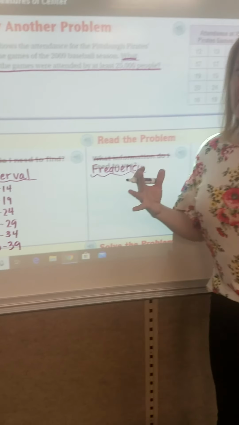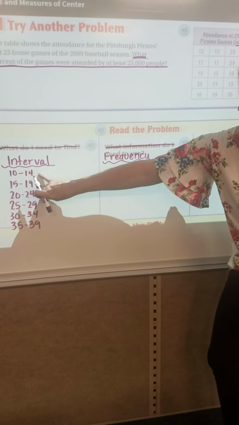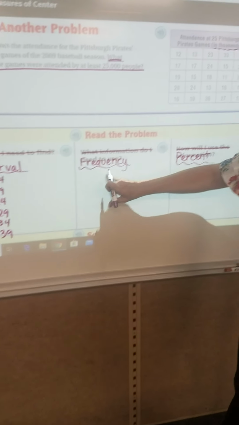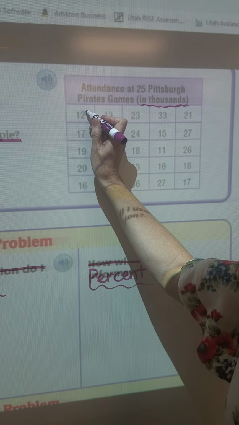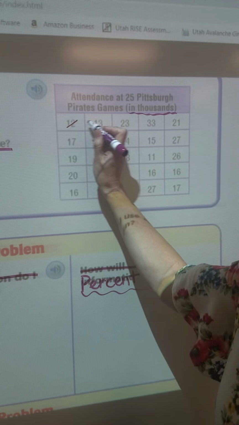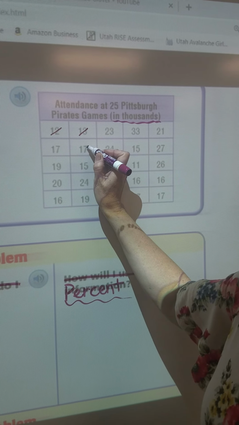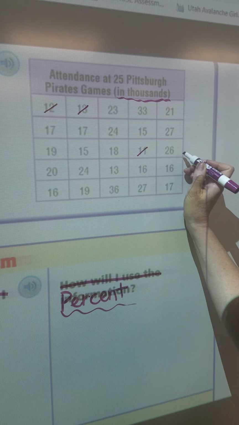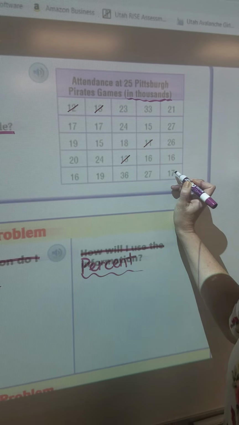Okay, so the next thing I'm going to do is figure out how many times did I have a data value that fell in that interval? What is that frequency? And I just count, crossing off as I go. So that's 10 to 14, that'd be 1, 2, 3, 4.